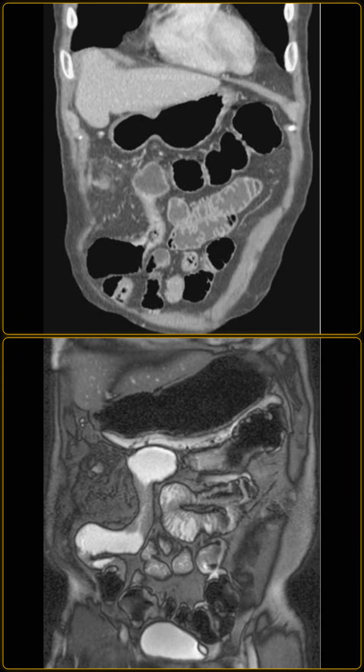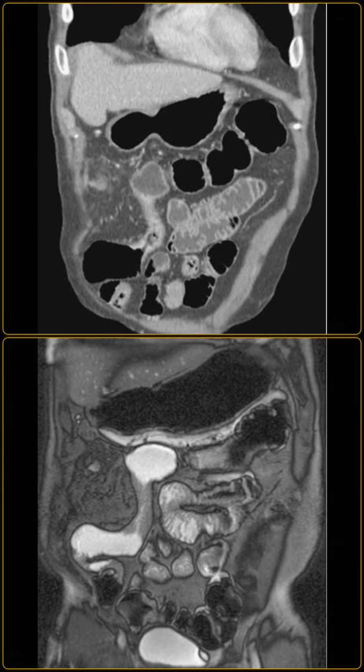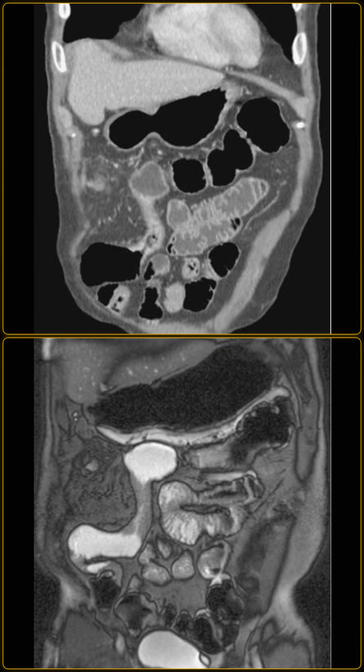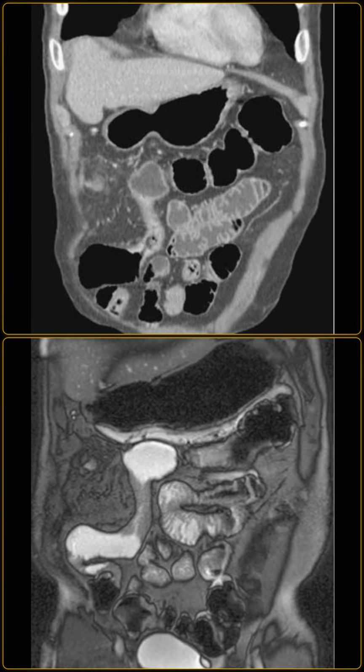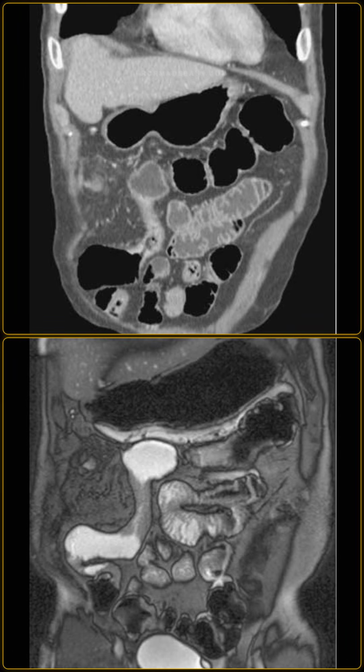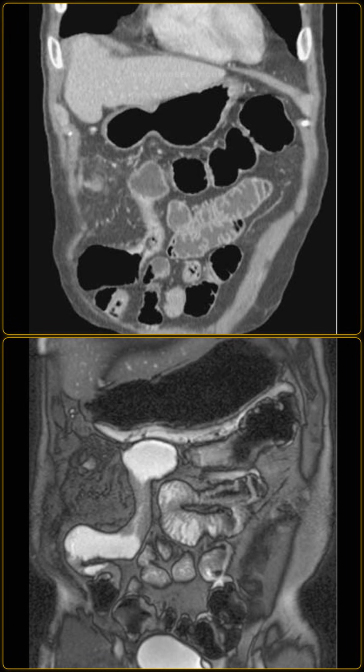A 67-year-old man with a known history of Crohn's disease presents with acute abdominal pain and severe bloating. I am showing you an initial CT and an MR enterography performed 2 years later.